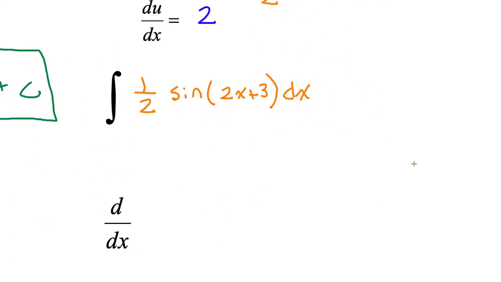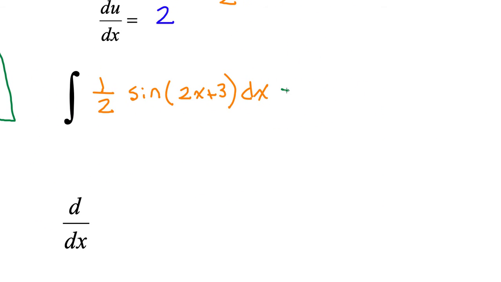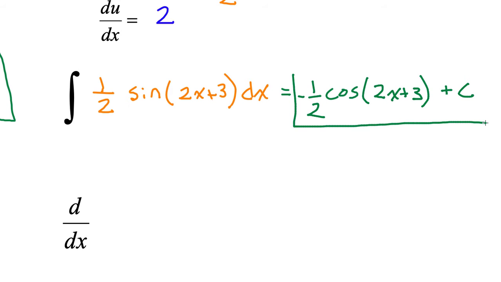All right, so now I need to take the antiderivative of that. Taking the antiderivative of sine gives us cosine. Anti-same means change, so it's going to be a negative 1/2 cosine of this 2x plus 3. And don't forget our cake, plus c. There is our final answer. Box it.